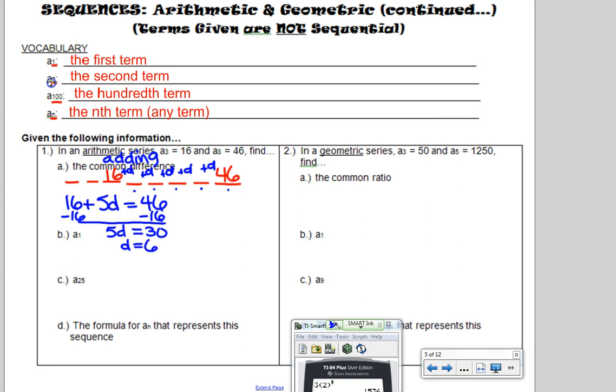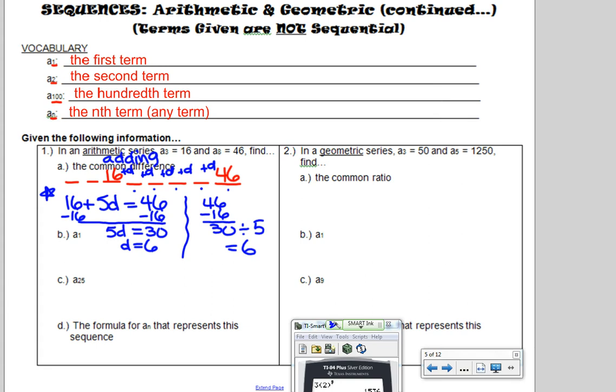So we now know that the D value is 6. Now there is another way to do it. If you don't want to be so formal and you understand that all you have to do is do 46 minus 16 is 30, and then split it up by the 5 spaces in between. Sure, if you can do it that way, that's fine. Most of you are going to probably prefer the formal way because it gives you a process to go by, but you can also do it the informal way and you won't lose any points.